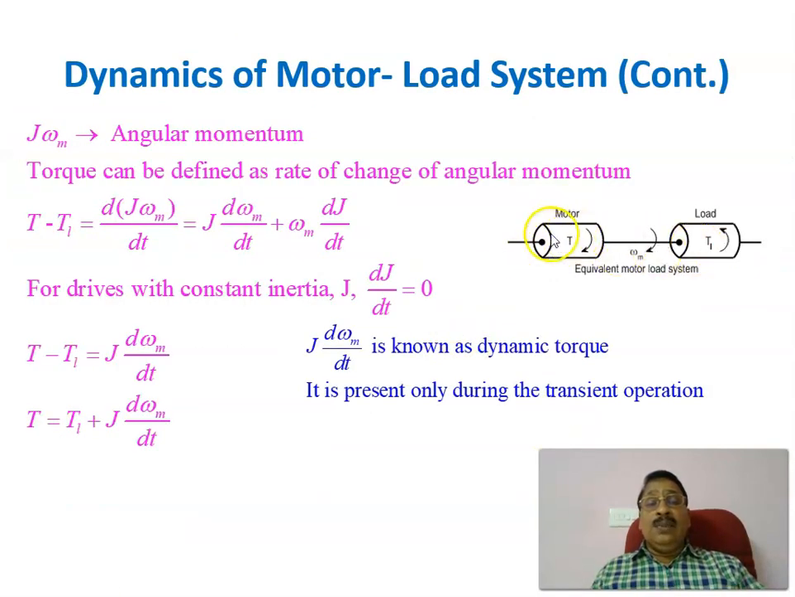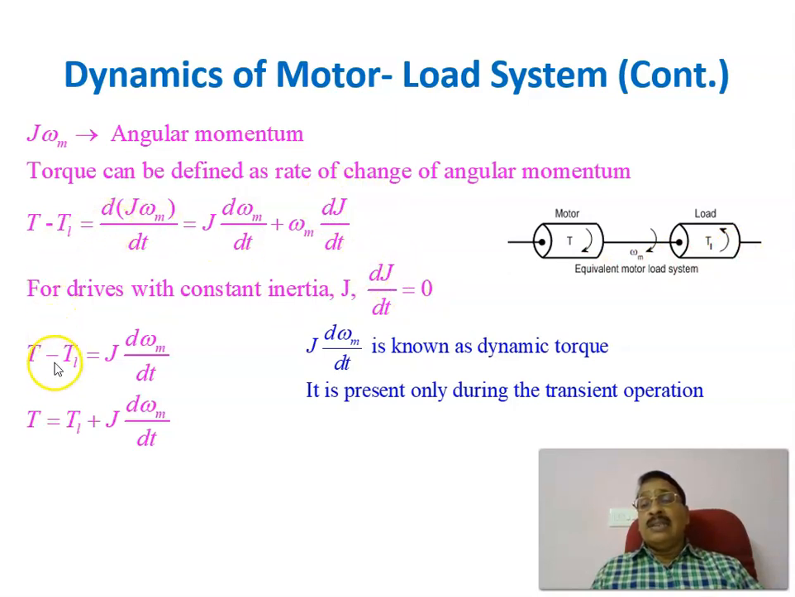This is the motor load system having the moment of inertia J, and the product J into omega m is called angular momentum, and torque can be defined as the rate of change of angular momentum, that is d by dt of J omega m. Therefore, the net torque, the motor torque minus the load torque, T minus TL, is equal to d by dt of J omega m, that is J into d omega m by dt plus omega m into dJ by dt. What we are assuming is that J is a constant, that is the drive has a constant inertia, therefore dJ by dt equals 0.